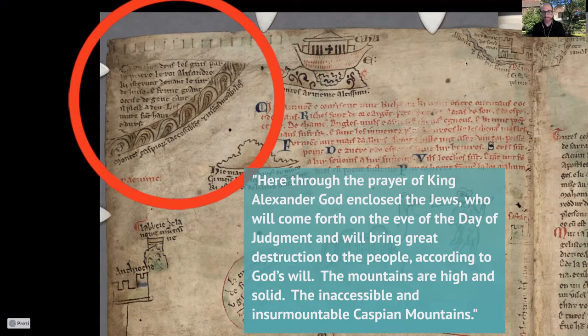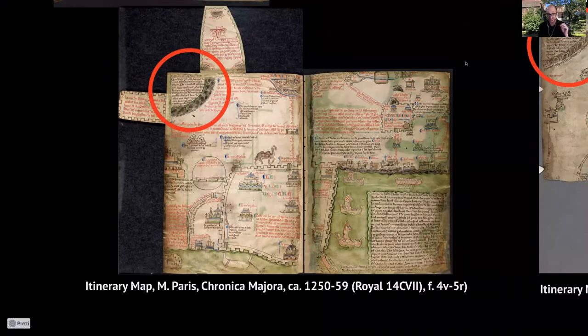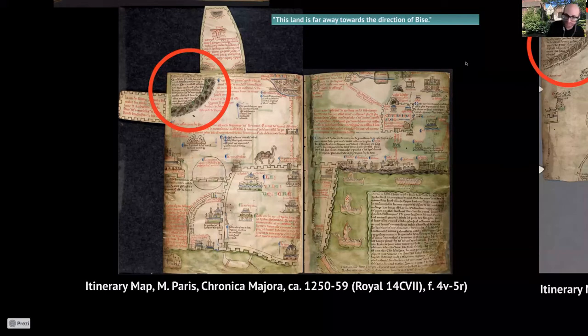Unlike Hereford, produced when England was empty of Jews, Matthew's maps were made when there were Jews living a dozen miles from St. Albans in the Jewry of Hertford, as well as 24 miles away in the main Jewry of London. But what is the wall of Gog and Magog doing on Matthew's maps of the Holy Land at all? As he tells us on a third map, this land is far away toward the direction of Pisa.